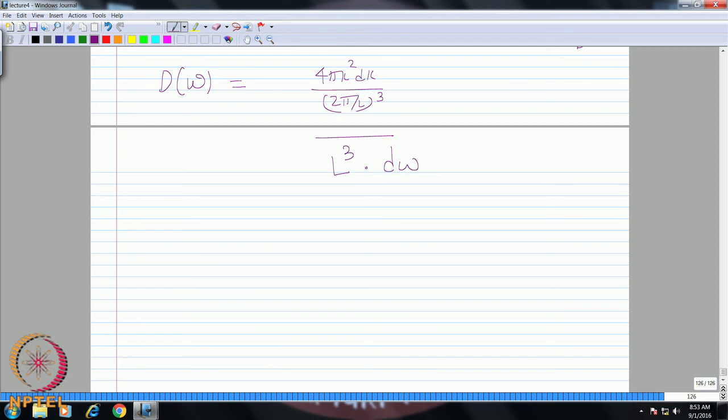and remember there are 3 modes. You have 2 transverse modes and 1 longitudinal mode. So, therefore, you have to multiply this by 3. Okay, in the case of electron you have spin, therefore, you have to multiply the density of states with 2 times. Now, you have 3 modes, so density of states you have to multiply by 3.